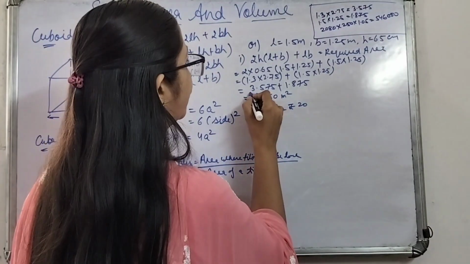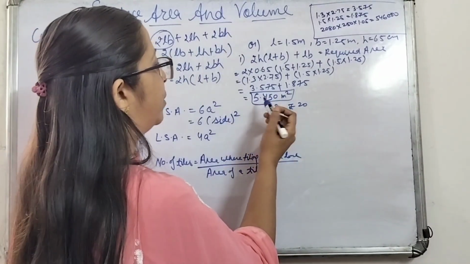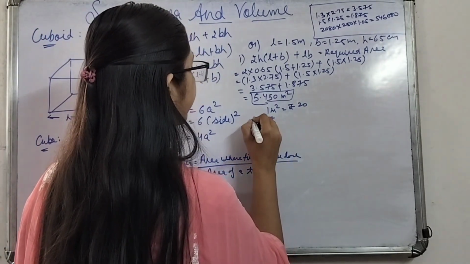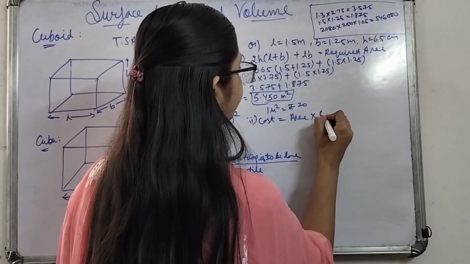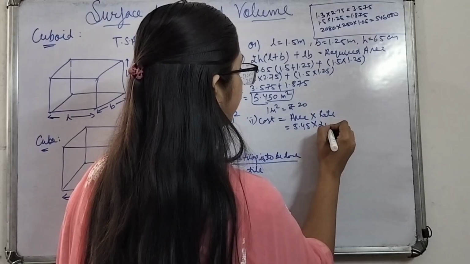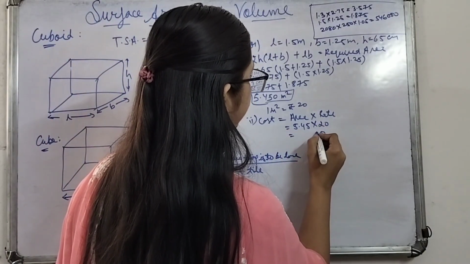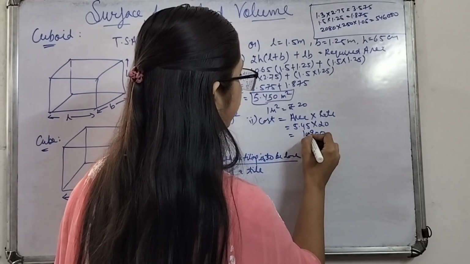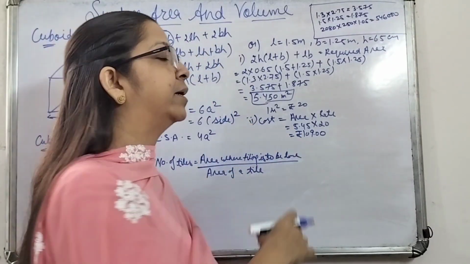So what will be the cost of your 5.450 meter square? What we will be doing is multiplying 5.450 by 20. So the cost, second part, will be your area multiplied by rate. That will give you 5.45 multiplied by 20. That will be 109 rupees. So the cost will be your 109 rupees.